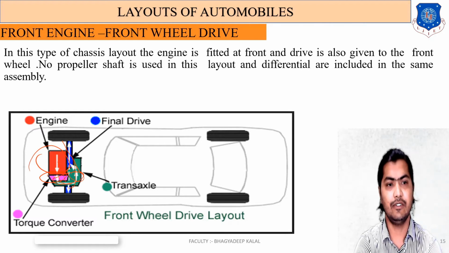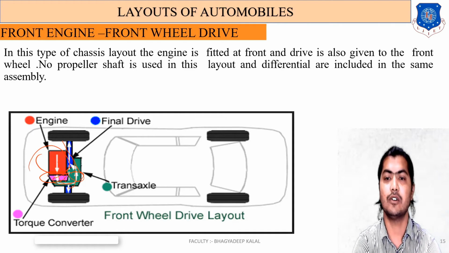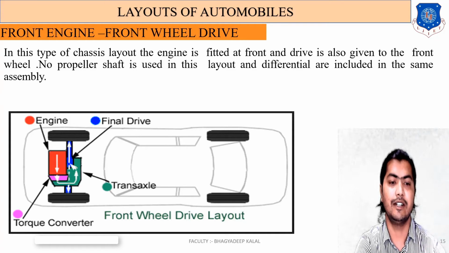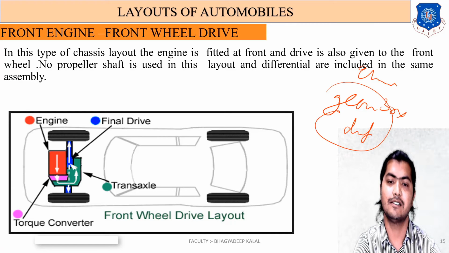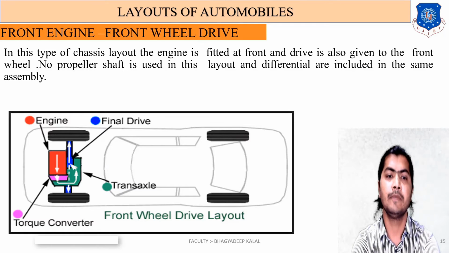So what is the definition? In this type of chassis layout, the engine is fitted at the front and drive is also given to the front wheels. No propeller shaft is used in this layout, and the differential is included in the same assembly. What is the meaning? The gearbox, clutch and differential are assembled as one unit at the front side or front axle, that is called the transaxle.